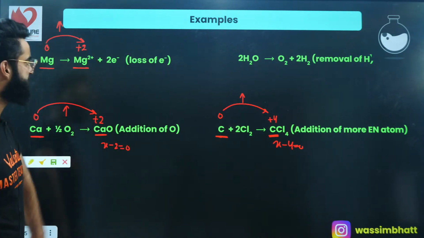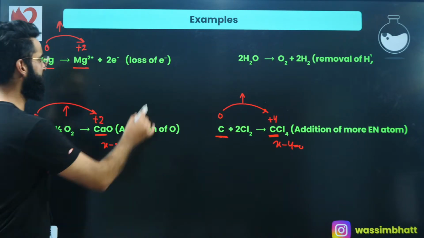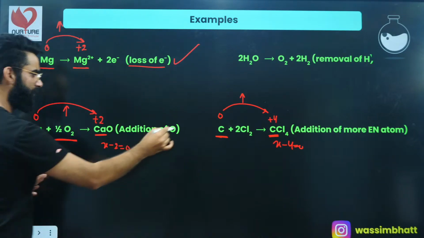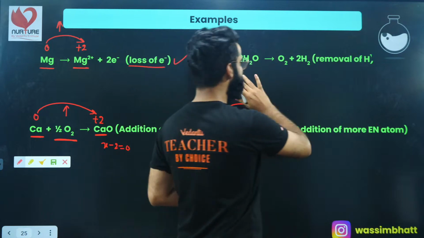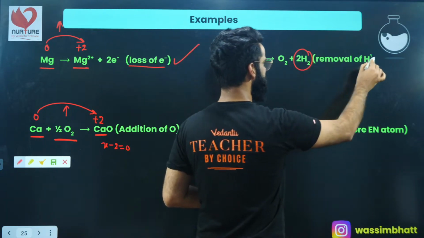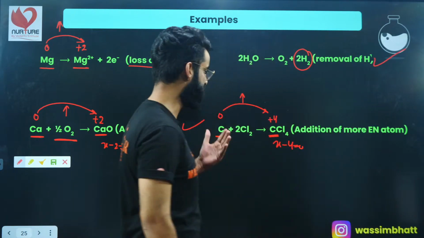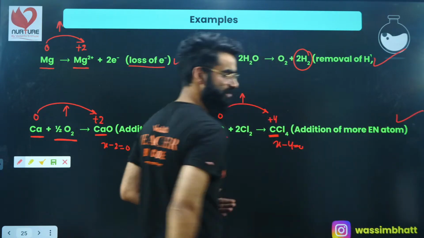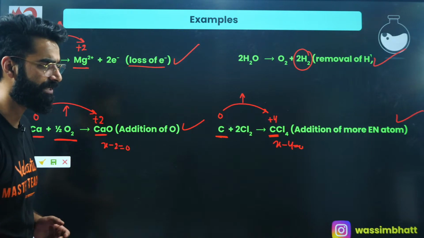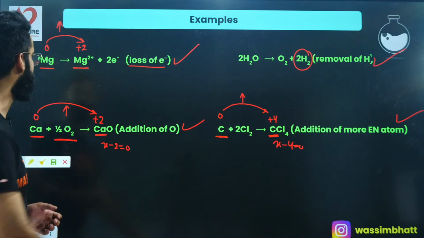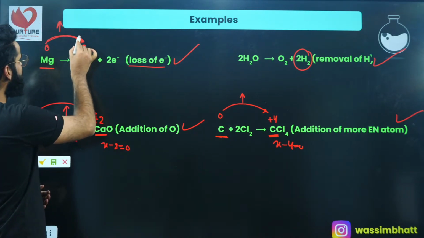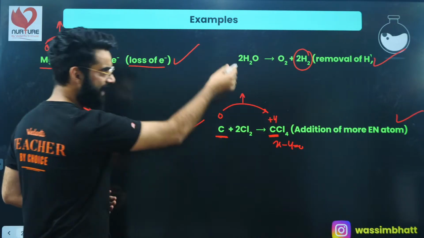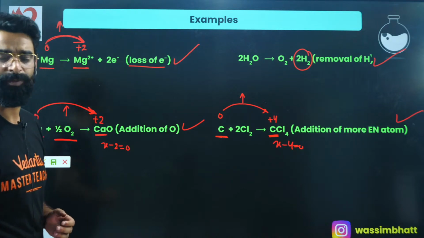Okay. First of all, the first example involves the loss of electron, oxidation. Second example involves the addition of oxygen, oxidation process. Third example involves the removal of hydrogen. This process is also called oxidation. And the fourth example involves the addition of more electronegative element. This one is also oxidation. Now there is something common in everyone. See, can I say over here oxidation state of element is increasing? Over here also oxidation state is increasing. Over here also. And there also you'll find the oxidation state to be increasing.